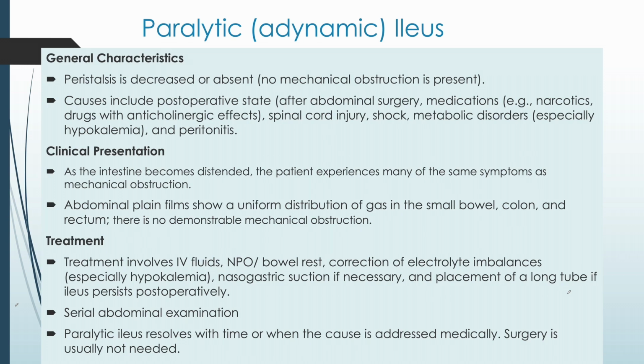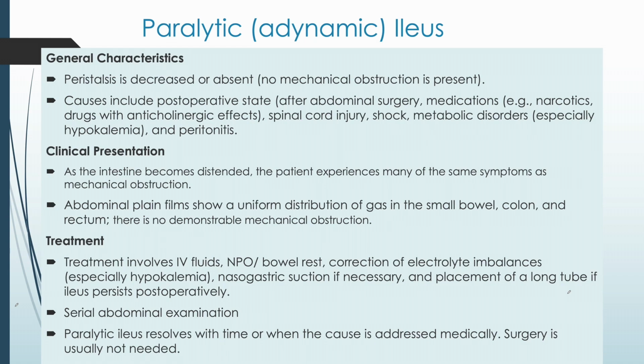And the clinical presentation is similar to small bowel obstruction, so a lot of times it's hard to differentiate between a small bowel obstruction and a paralytic ileus because they're both technically obstructions. You're essentially going to get distension. The patient experiences a lot of the same symptoms, so colicky abdominal pain, plus or minus vomiting, nausea, a significant amount of bloating and discomfort.